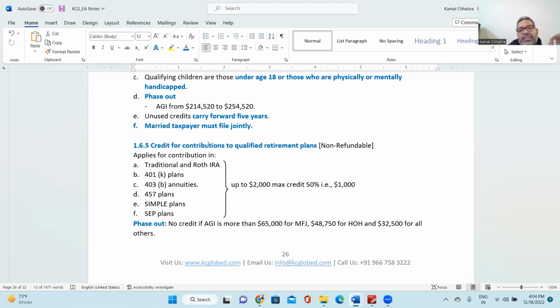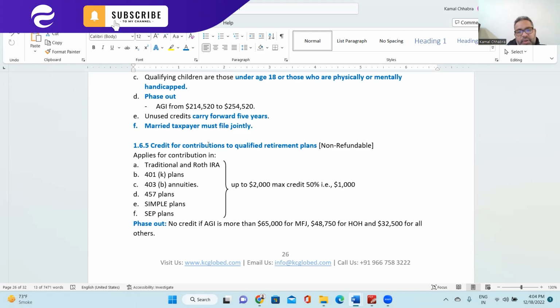Up to $2,000 max credit is 50%. That means $1,000 will be your tax saving at the max, and that will also phase out if your AGI is more than $65,000 for married filing jointly, $48,750 if you are filing as a head of household, and if you are filing other than head of household or married filing jointly, the limit is $32,500. So if your AGI is greater than 32,500, then you cannot take this credit, right? Shall I do some math, or it's easy to digest?